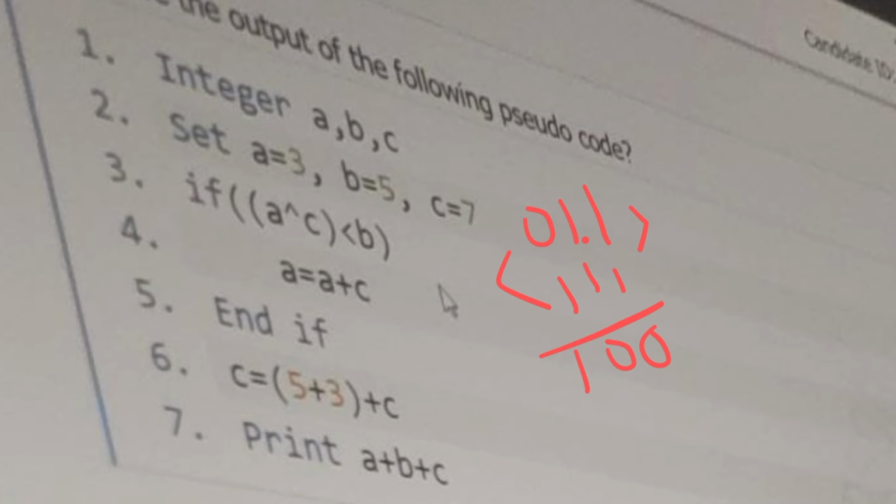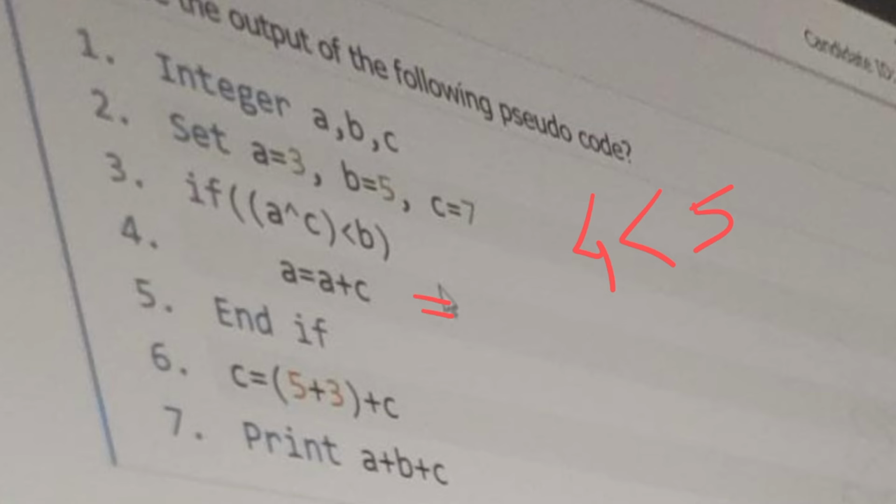So 1 0 0, that means A or C means 4. 1 0 0 is the binary representation of 4. So we are checking if 4 is less than B, 4 less than 5. Yes, this is true. So we have to initialize a new value of A, that is A is equal to A plus C.